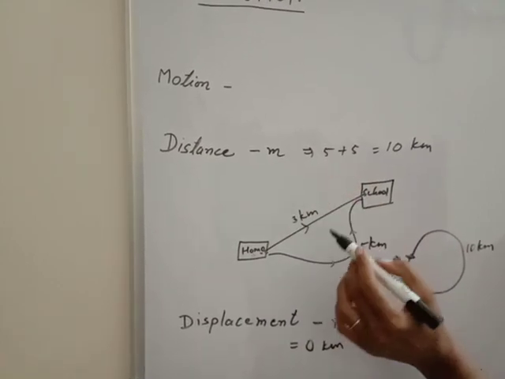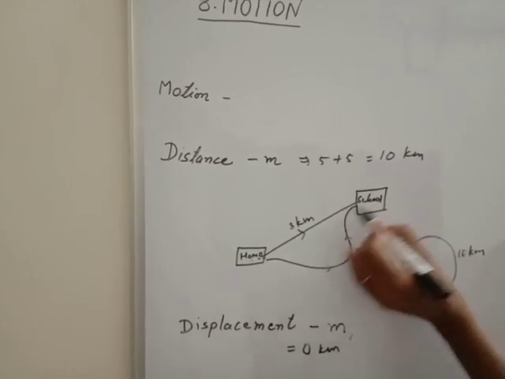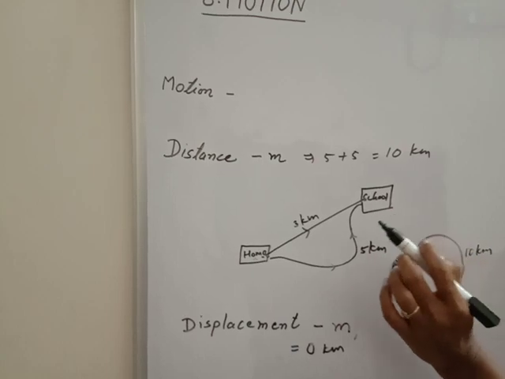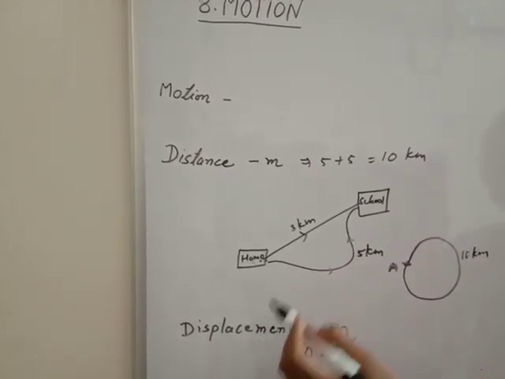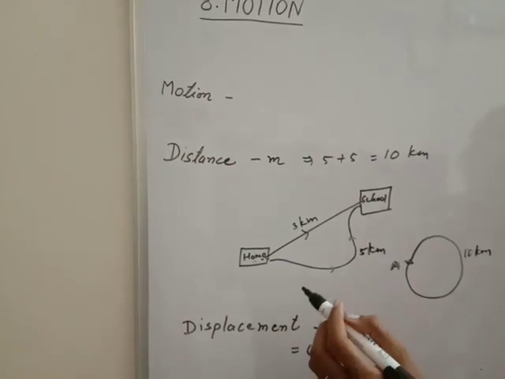I think distance and displacement are clear now. Distance means the actual path, and displacement means the shortest distance from the initial position to the final position, and displacement has direction. Now let us do the question answers.